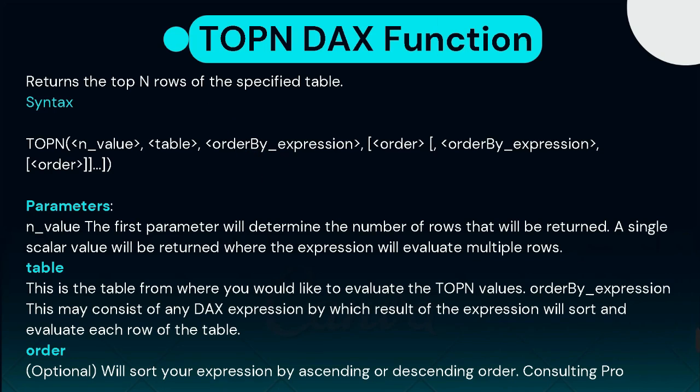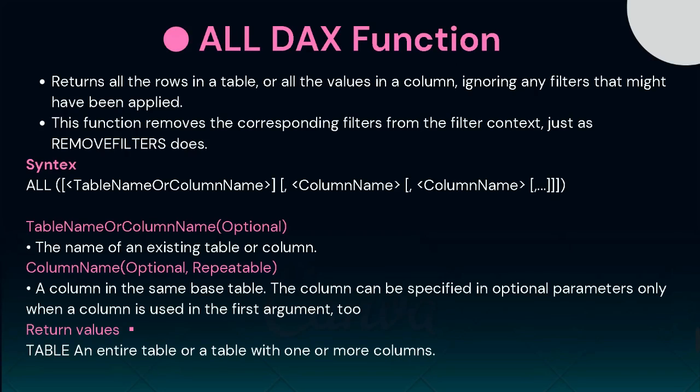All right, then the next is ALL DAX function. So let's understand when we will use this ALL DAX function in Power BI. Okay, so basically ALL DAX function is used to return all the rows in a table or all the values in a column by ignoring any filter that might have been used in that particular table or in that particular column. Okay, so in short, ALL DAX function is used to remove all the filters from a table or from a column.